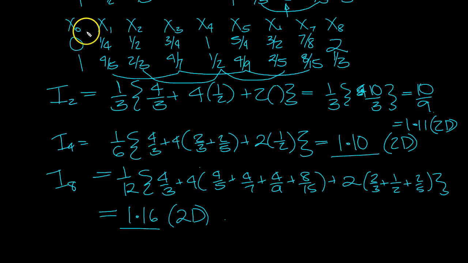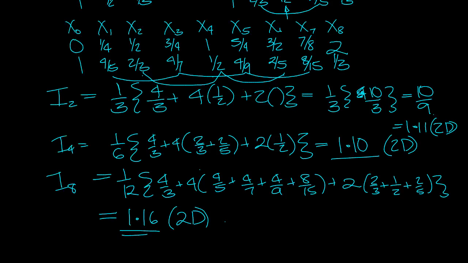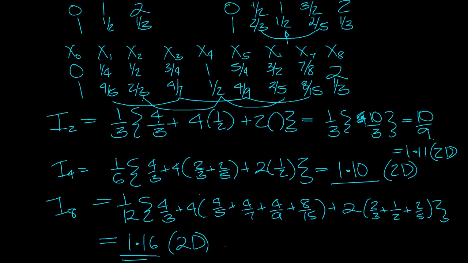Then we'll get d over 3, which is 1/12. 1 plus 1/3 is 4/3, plus 4 times the odds, 4/5, 4/7, 4/9, and 8/15. Plus 2 times the evens, 2/3 plus a half plus 2/5. Everything seems good. So yeah, we'd need to do I16 and all that, and see if it converges down. But I'm not going to do that here. But this is the principle anyway.